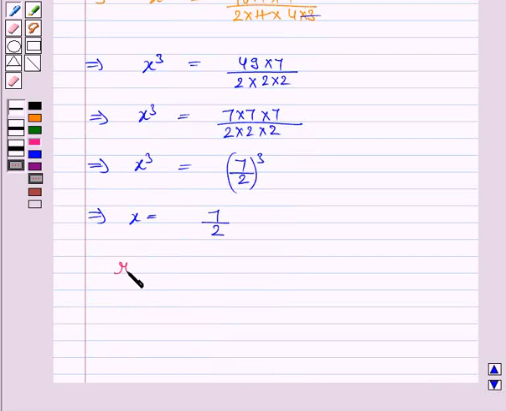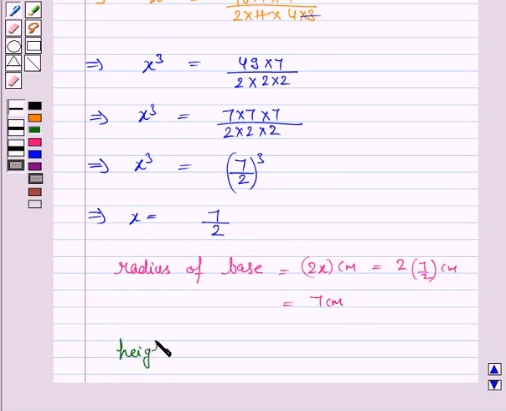Now we have radius of base is equal to 2x centimeter. So this is 2 into 7 by 2 centimeter, which is equal to 7 centimeter, and the height of the cylinder is 3x centimeter. So it becomes 21/2 centimeter.